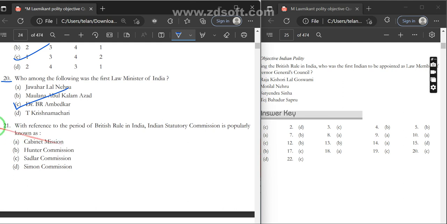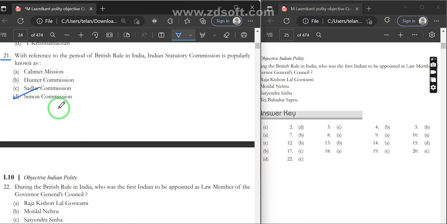And next, 21st question. With reference to a period of British rule in India, the Indian Statutory Commission is popularly known as... See, there was a lot of controversy about this. This is the answer: Simon Commission. There were no Indians in the Simon Commission, and it consisted only of foreign British-born people who came to India to judge what sort of government suits India. This is a mockery of the mindset of British people and how they treat Indians.